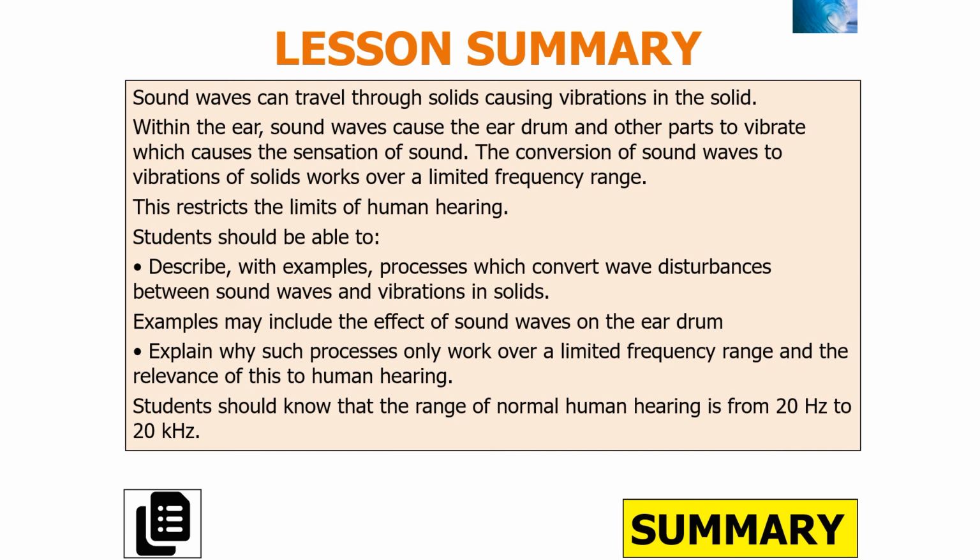So what have we learned in today's lesson? Sound waves can travel through solids and cause vibrations in the solid. Within the ear, sound waves cause the eardrum and other parts to vibrate, which causes the sensation of sound. The conversion of sound waves to the vibration of solids works over a very limited range. This restricts the limits of human hearing, and you should be able to describe with examples processes which convert wave disturbances between sound vibrations and vibrations in solids, such as sound waves on the eardrum, and explain why such processes only work over a limited frequency range and the relevance of this to human hearing. And you should know that the range of normal human hearing is from 20 Hz to 20,000 Hz.